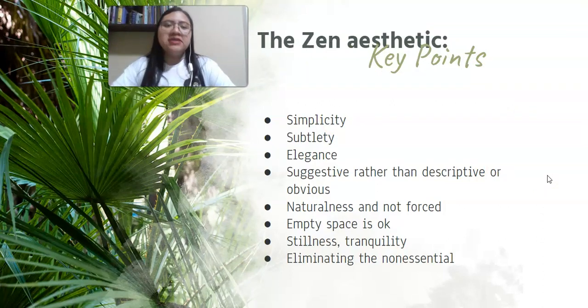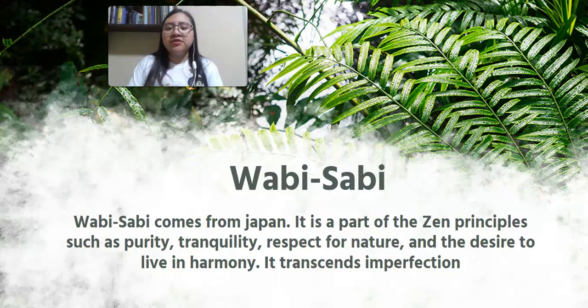The Zen aesthetic key points. In summary: simplicity, subtlety, elegance, suggestive rather than descriptive or obvious, naturalness and not forced, empty space is okay, stillness, tranquility, eliminating the non-essential. So these are the key points to create your presentation. Wabi-sabi comes from Japan. It is part of the Zen principles such as purity, tranquility, respect for nature, and the desire to live in harmony.